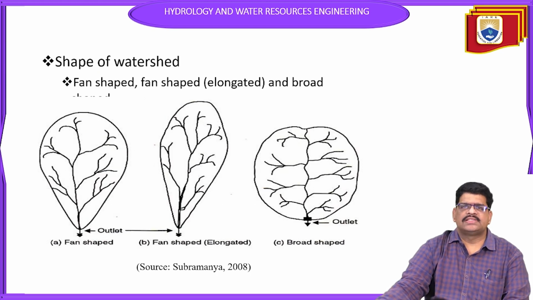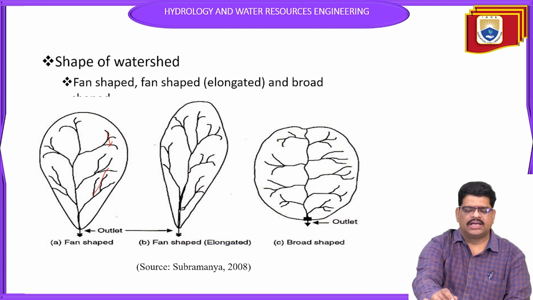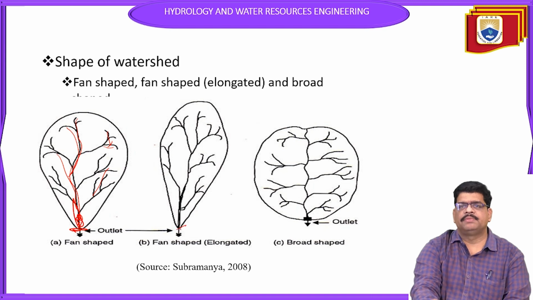Let us see the shape of the different types of catchment areas. Here you can see the first one, the fan shaped catchment area. Small streams come in and become a big stream, and this is the outlet where it is collected. Next is another type, which we call fan shaped catchment. And the third one is the broad shaped catchment area.